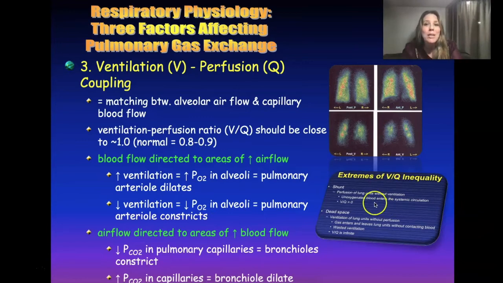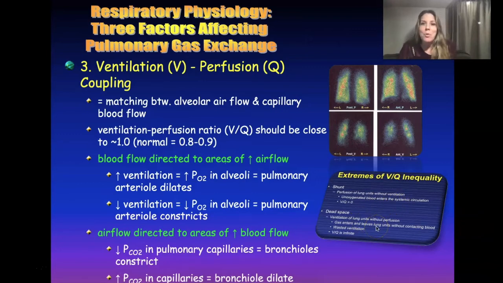And so we end up getting unoxygenated blood entering the systemic circulation and not being able to do anything for our tissues. There's no oxygen for it to deliver to the tissues who need it. So that is called a shunt. And that's when the ratio of V to Q is 0. This is an extreme example.